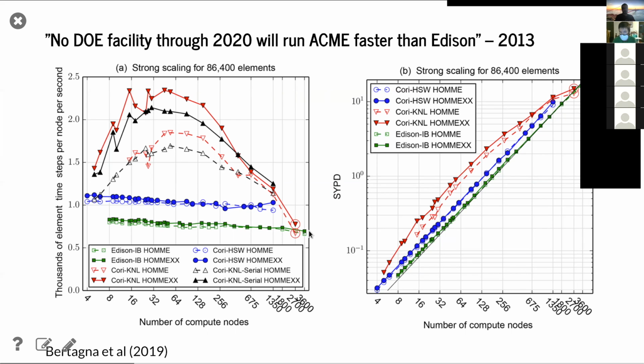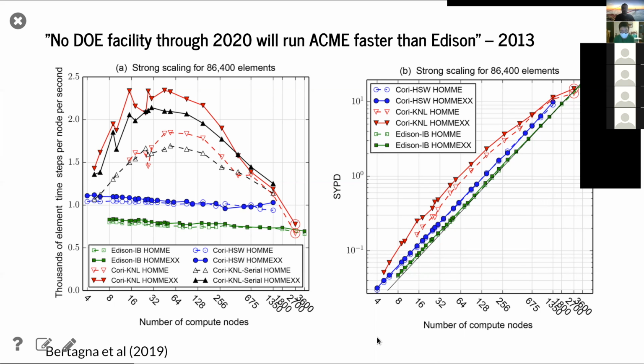And we see Edison scaling very well. Over on the right here, this is what people actually care about, so simulated years per day, and you can see the same sort of effect happening in that upper right corner. It's the same data, just plotted in a different way.